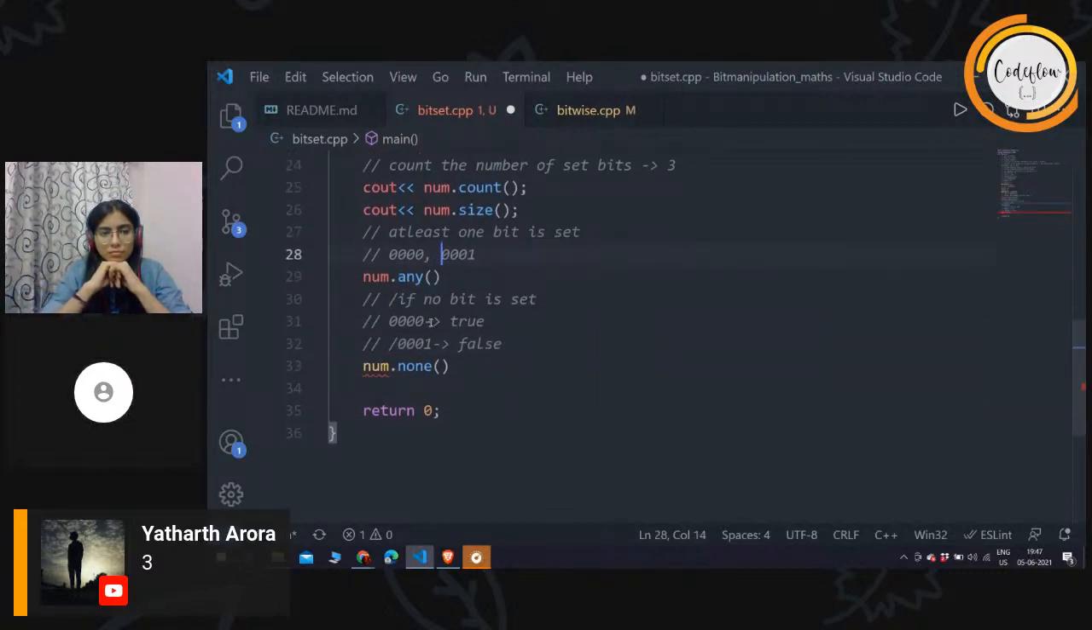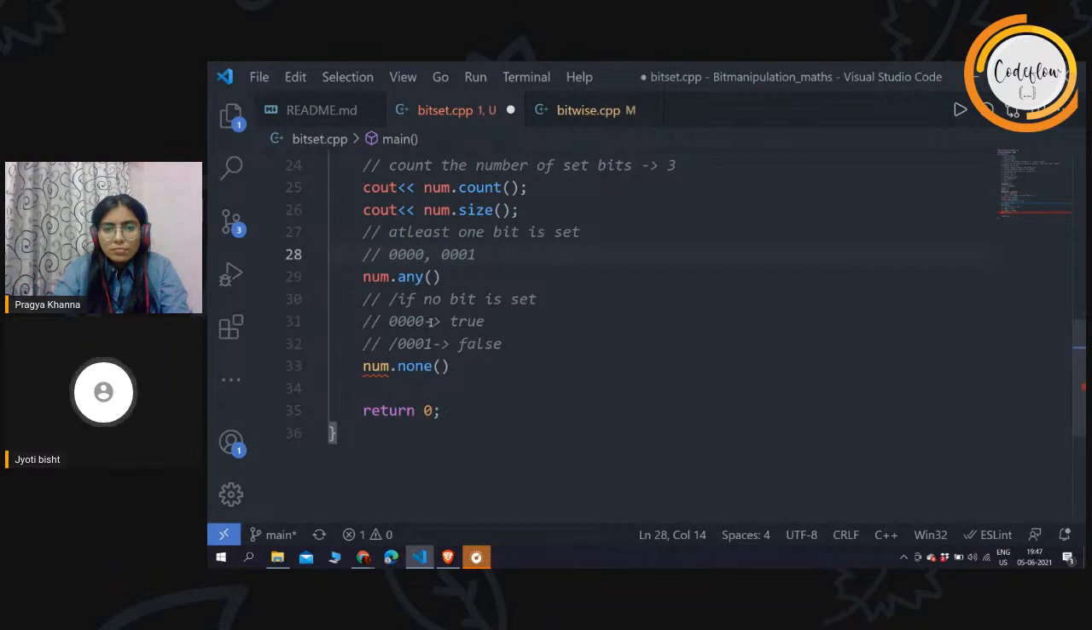This much is clear, I hope. Is it clear till now? Just drop me a yes or no in the chat if everything is clear right now.